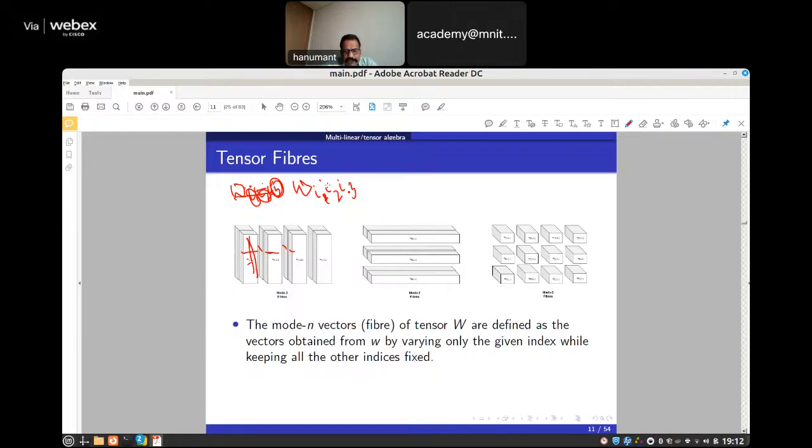Okay, so I will just fix I1 here, and I2. Only I2 is varied. In this case, I am just varying one. It is basically fix two and change one. In that case, you will get not only the data points, but you will get columns of data points. These are called tensor fibers.